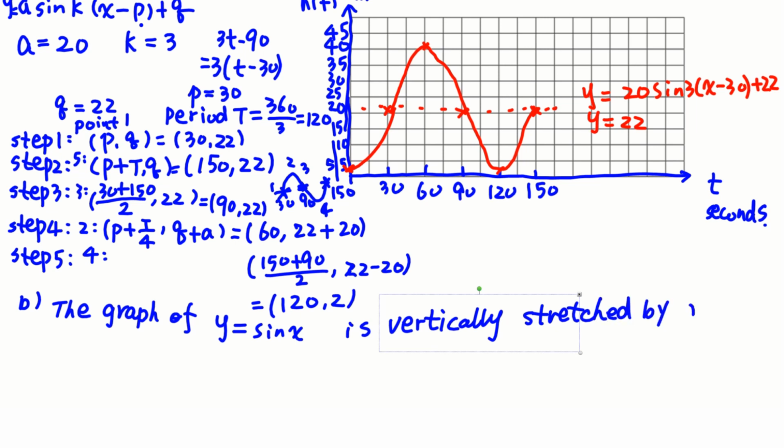By the factor of A value, use the positive number. This one we put the A value here. If A is negative, we are going to put reflected in the x-axis, but here there's no reflection. A is positive, so we leave the reflection out. And the k value is horizontal stretch or compress, so horizontally stretched.